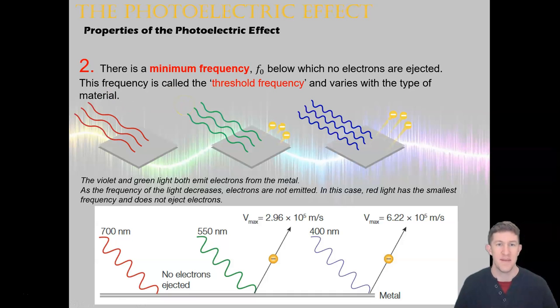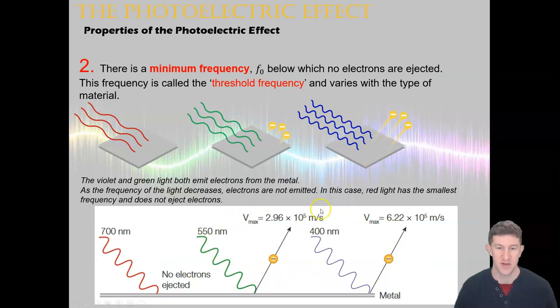Number 2, there is a minimum frequency, which we call F0, which if we go below that, no electrons are ejected. This frequency is called the threshold frequency, and that varies depending on the type of material that we use. So in this image here, you can see that the violet and the green both emit electrons, but as soon as we go to red, which is lower down, it's a lower frequency, lower energy, suddenly no electrons are emitted. So red light has the smallest frequency and does not eject electrons. Green and blue, higher frequency, do eject electrons.